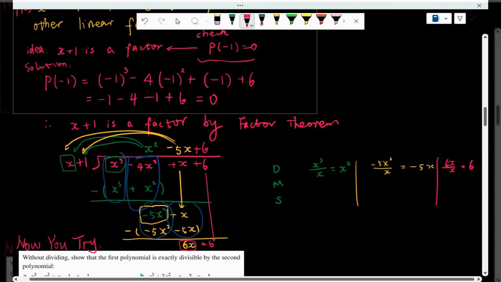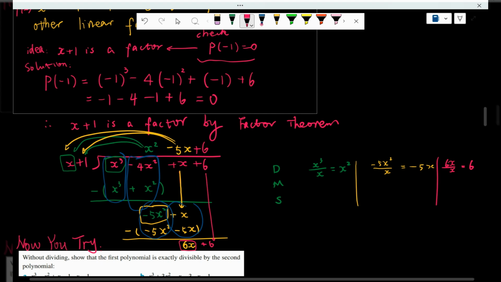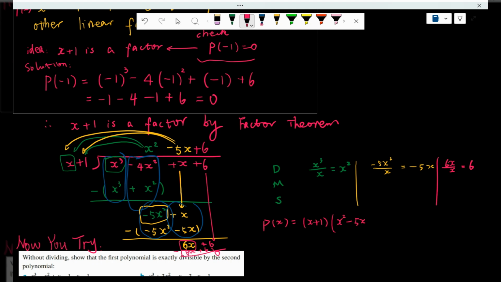Then we will have 6x plus 6, then subtract all in the brackets. Then we can see all of them are the same. Now just record 0. Now the remainder is 0. It means p of x can be written as x plus 1 times x squared minus 5x plus 6.